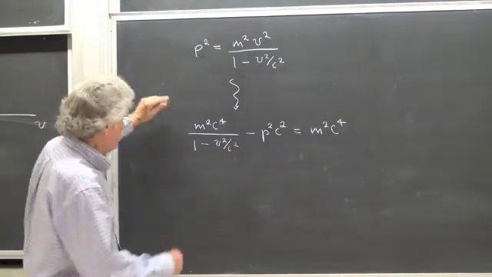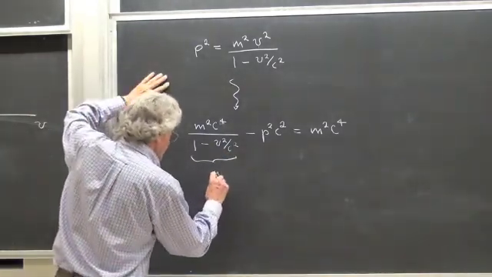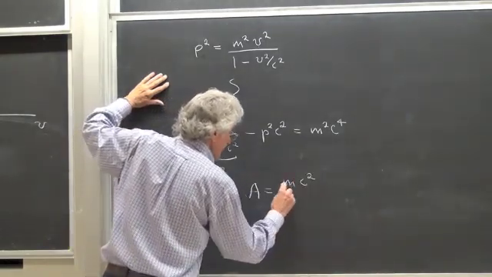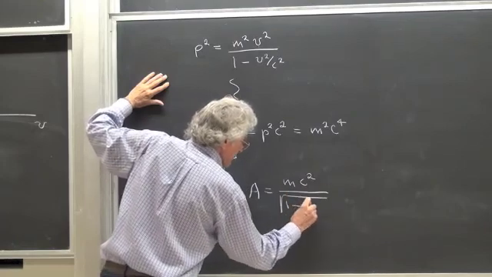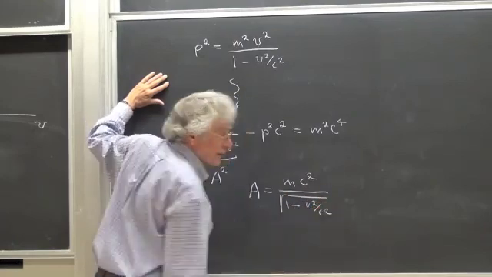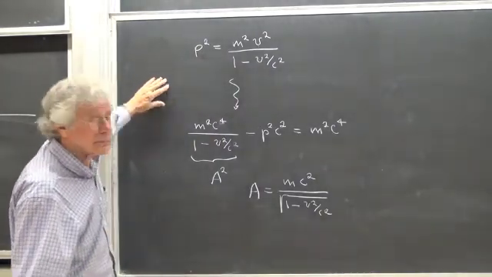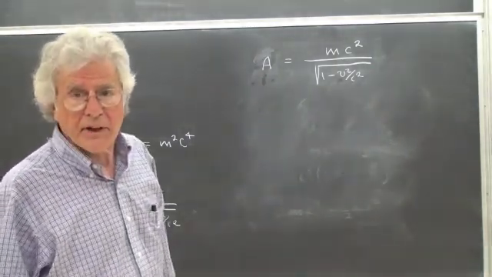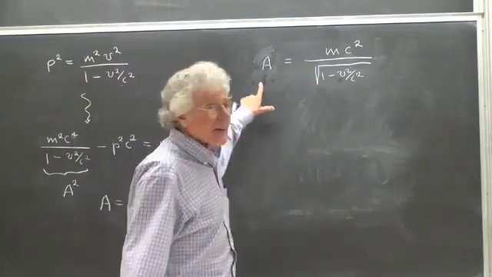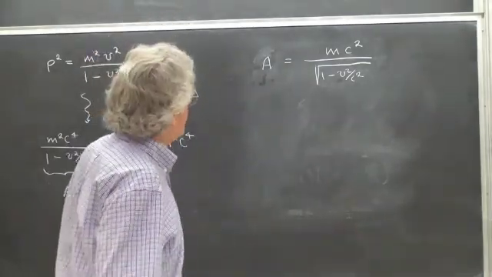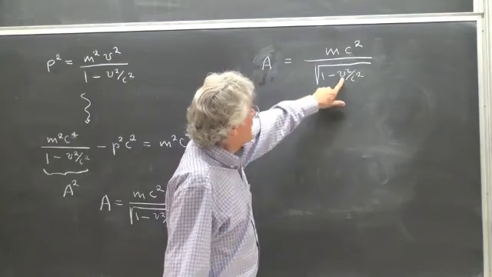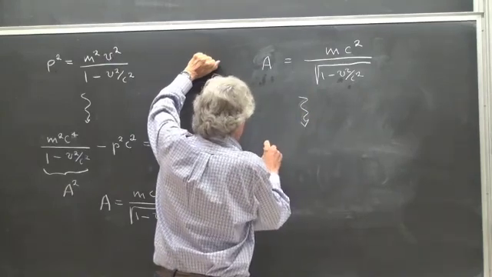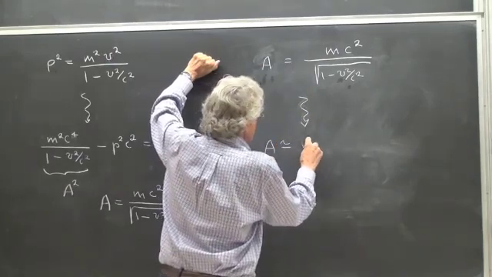But what is this? I'm going to call it A squared. In other words, A itself would be mc squared divided by the square root of 1 minus v squared over c squared. I'm interested in figuring out what this quantity A represents physically. And I'm going to do it by finding out what it's equal to if the velocity is much less than the speed of light.